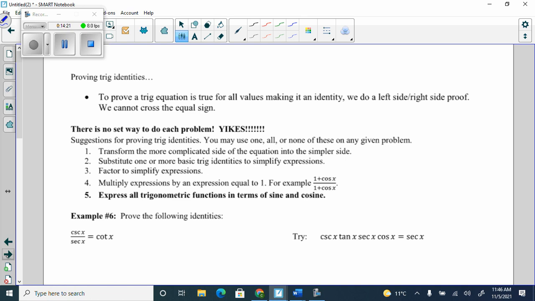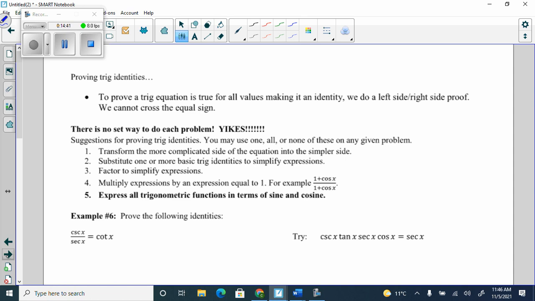But here are suggestions for proving identities. You may use one, all, or none of them. So transform the most complicated side of the equation into the simpler side. So you go to the most complicated side first and try and make it simpler. And sometimes it just matches the other side. Sometimes you get it simpler and then you have to go work to the less complicated side after.